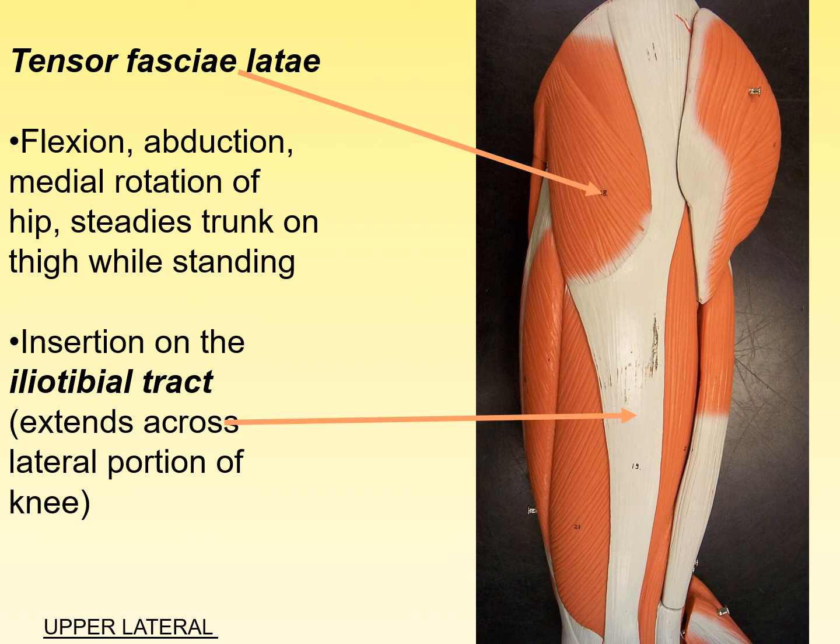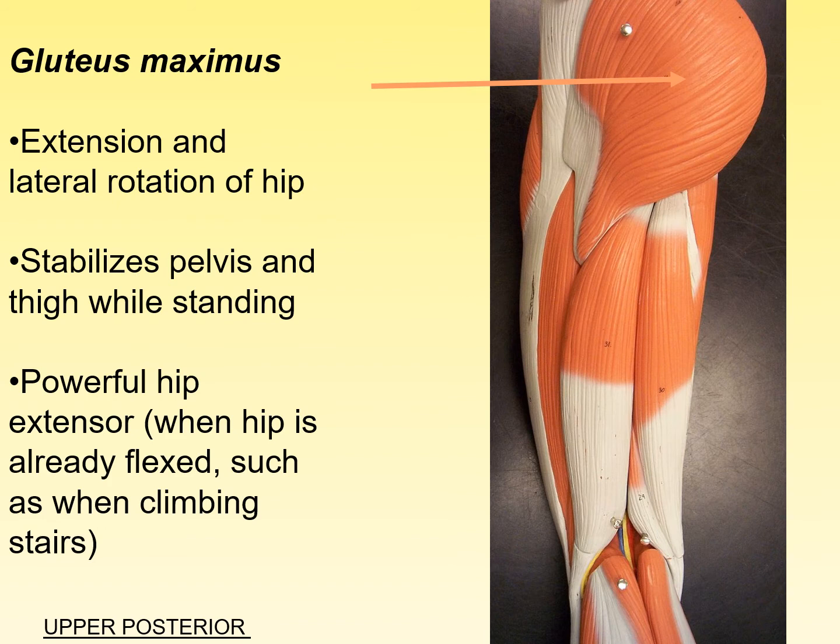The tensor fasciae latae has several different movements that it's helping to assist with, such as flexion, abduction, and medial rotation of the hip. It helps to strengthen and steady the trunk when you go to stand up. You do have the insertion of the iliotibial tract that's going to extend across the lateral side of the knee, helping to stabilize it. The gluteus maximus helps with extension and rotation of the hip. It helps to stabilize the pelvis and the thigh when you're standing. It is a very powerful muscle.